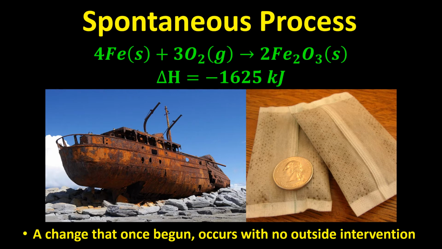So a spontaneous process is a change that once begun occurs with no outside intervention. Rusting is an example of this, and actually if you look at the picture on the right, the exact same reaction is used in hand warmers. These little packets are hand warmers, and what they're filled with is iron metal that once it gets exposed to air, the oxygen in the air, it begins to rust, and that energy, that heat that's released during that rusting reaction is what heats up these hand warmers.